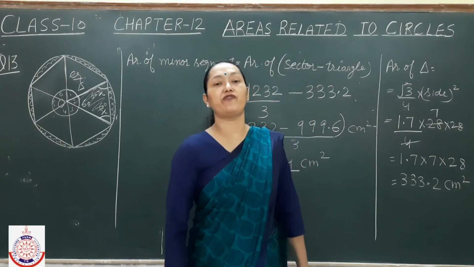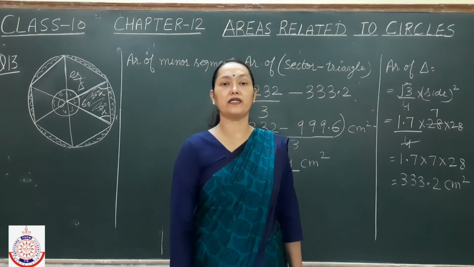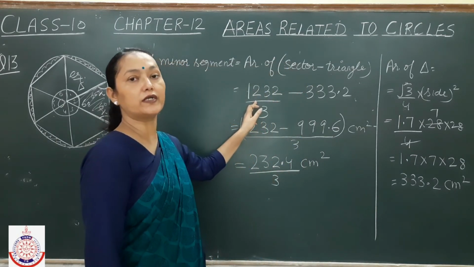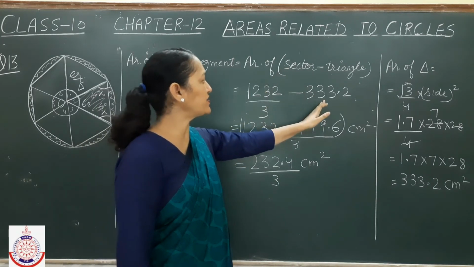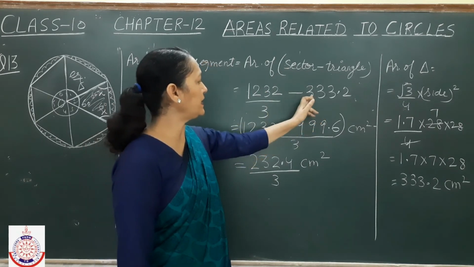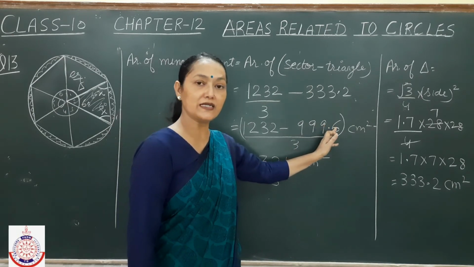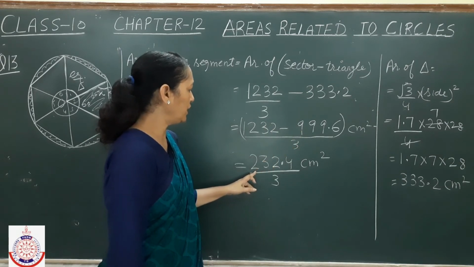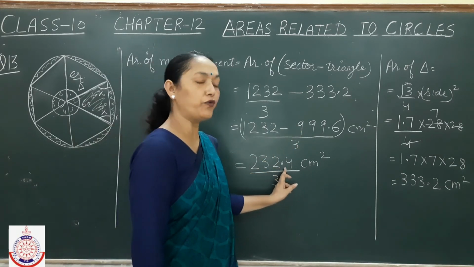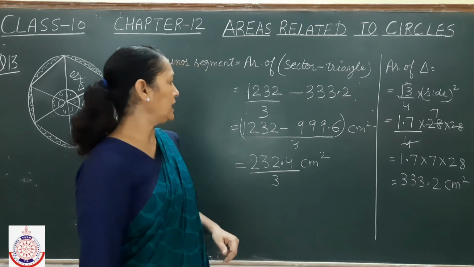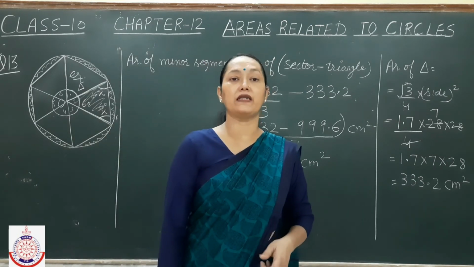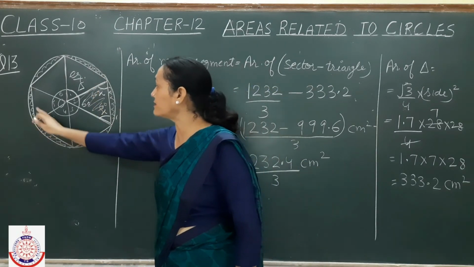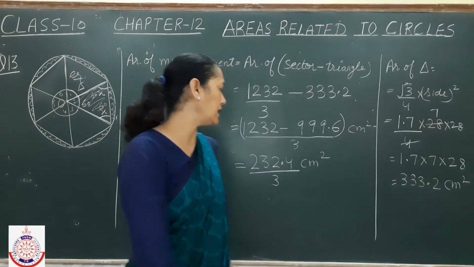Now for calculating the area of minor segment, it is area of sector minus triangle. Area of sector we have already calculated, 1232 upon 3, minus area of triangle. After taking LCM, it will become 999.6. After subtraction of these two numbers, I got 232.4 upon 3. This is the area of one minor segment, and in the figure we are having 6 minor segments. So we have to calculate 6 areas.